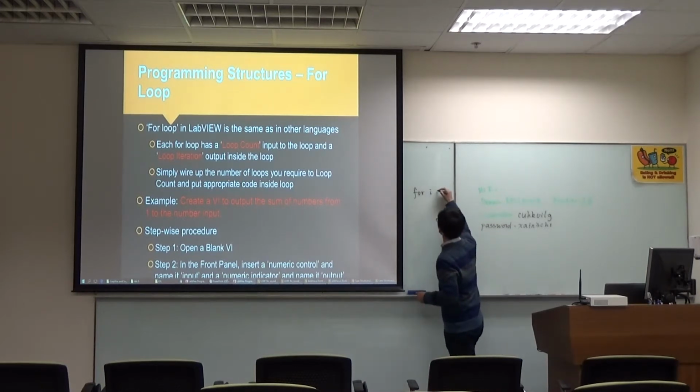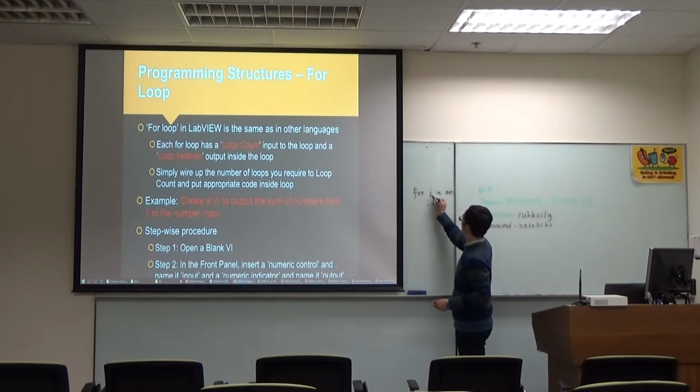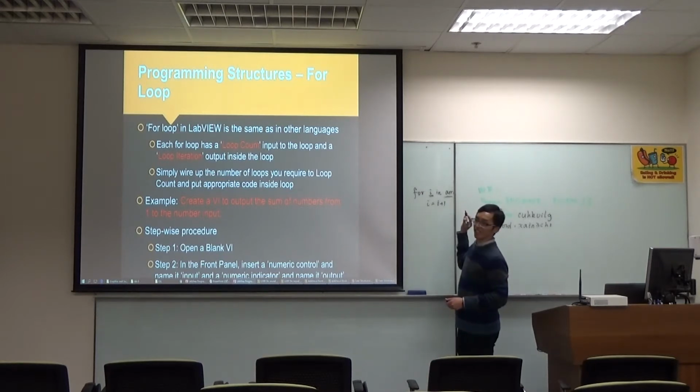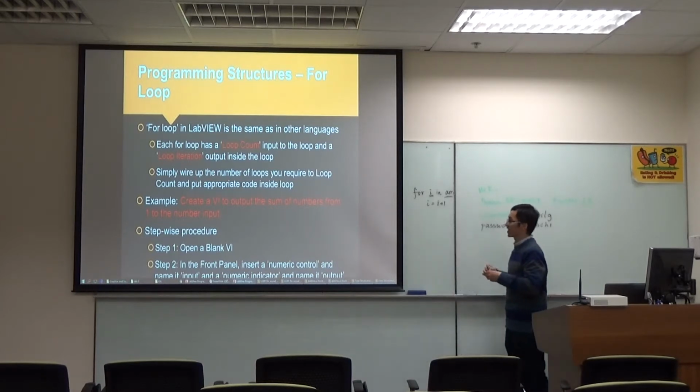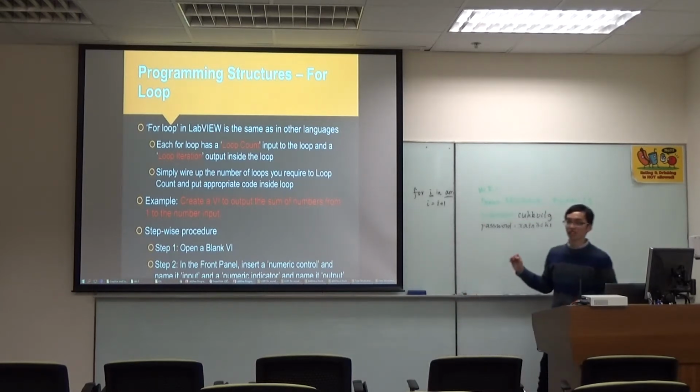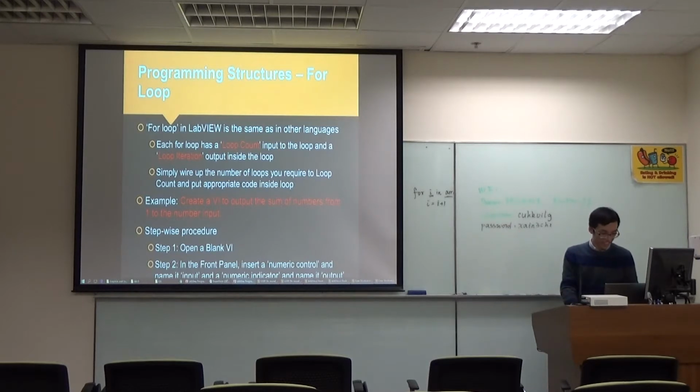For I in array, I equals I plus 1 or something. Like we are doing iteration I inside an array. Like for each item in an array, we can do something to it. This is a text-based one. How can we do that in a graphical one?